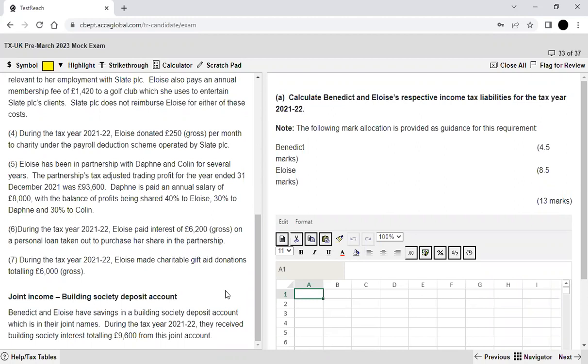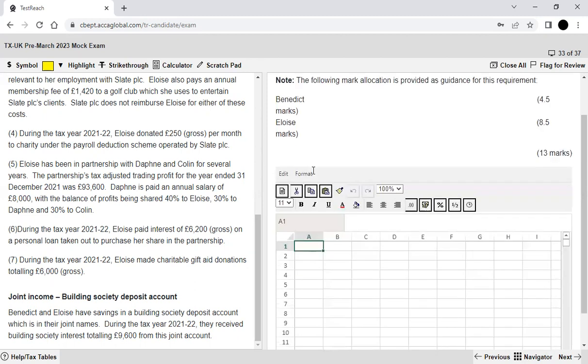Joint income, building society deposit account. Benedict and Alois have savings in a building society deposit account, which is in their joint names. During the tax year 21-22, they received building society interest totaling 9,600 from this joint account. Calculate Benedict and Alois's respective income tax liabilities for the tax year 21-22.